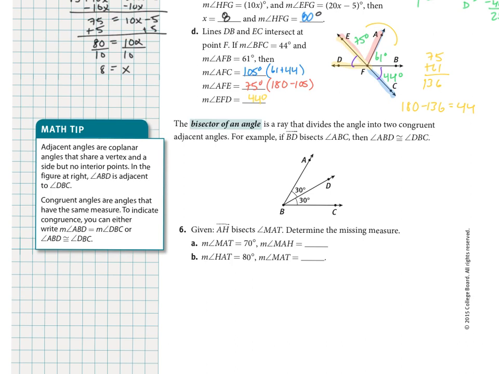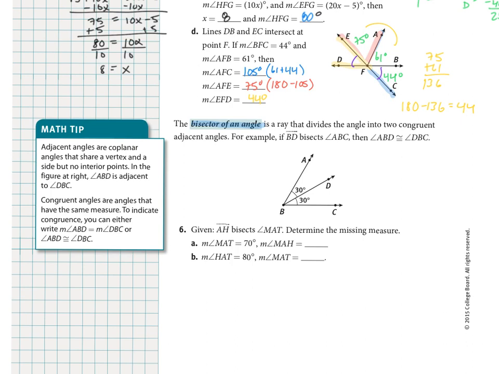Let's keep moving forward. Now let's look at the bisector of an angle. It's a ray that divides the angle into two congruent adjacent angles. Remember, congruent means they're the same measure, adjacent means they're next to each other. So for example, below, if ray BD, as we can see right here, bisects angle ABC, that means these two angles, angle ABD and angle DBC, are congruent to each other.